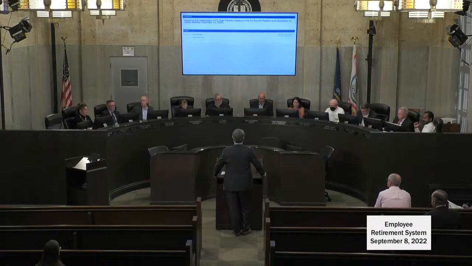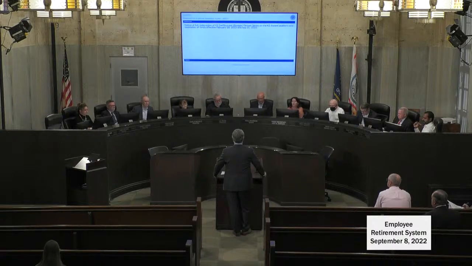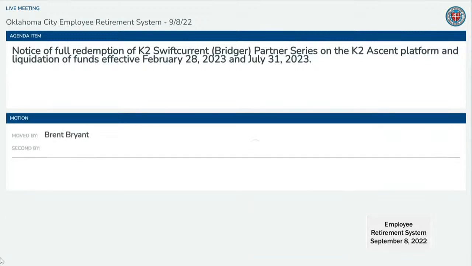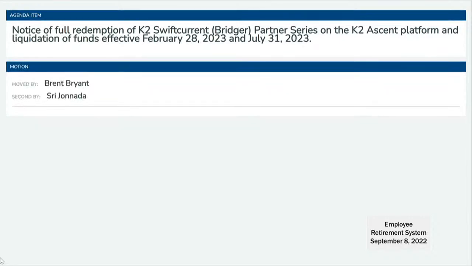Item 11C is notice of full redemption of K2 Swift Current Bridger Partner Series on K2 Ascent platform and liquidation of funds effective February 28th, 23 and July 31st, 23. Have a motion and a second. Please record your vote. Item is approved.